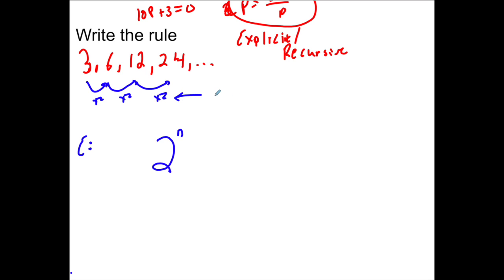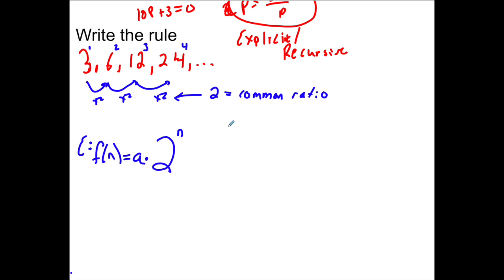Remember, the 2 is called the common ratio. So what we're looking for is a function that looks like this: a times 2 to the n. And what we know is that, for example, when I plug in 1, I need to get 3. When I plug in 2, I need to get 6. When I plug in 3, I need to get 12. When I plug in 4, I need to get 24.